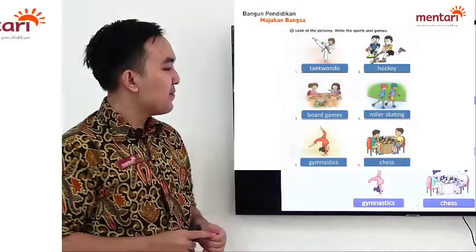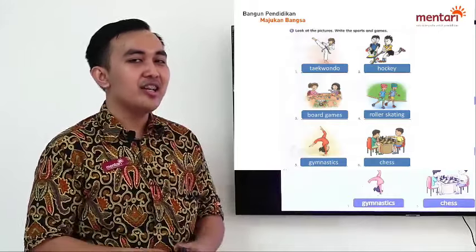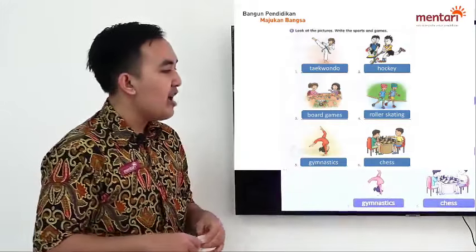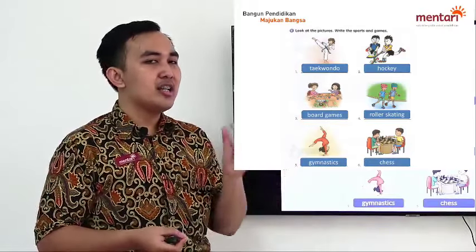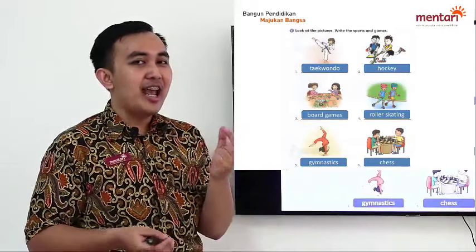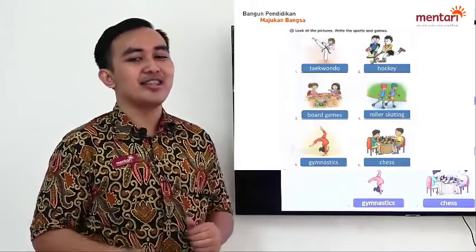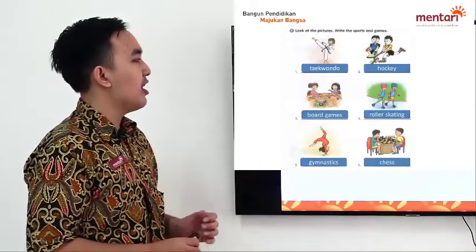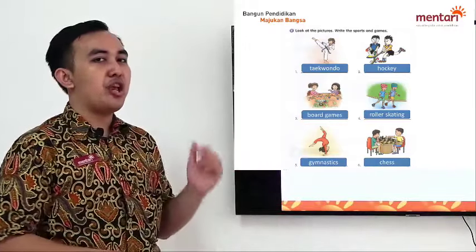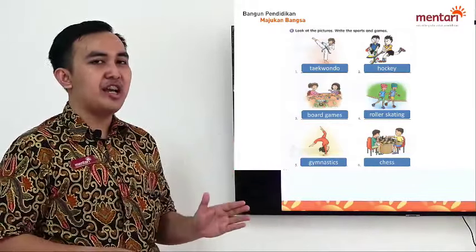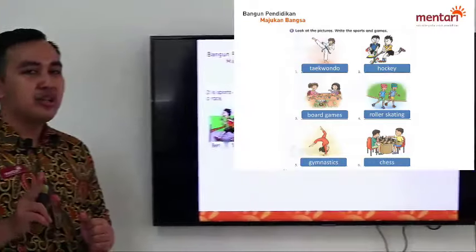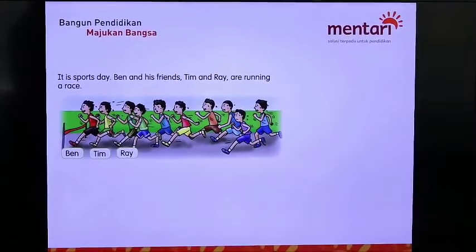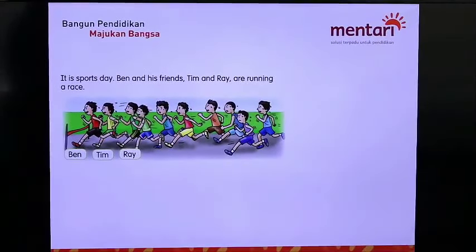Chess. If you take a look at the picture, there are 2 boys looking at the board, and then they have black and white small things over there, and they are playing chess. Now, from games and board games and chess, I would like to tell you, you have to take a look at this picture. It is a sports day.